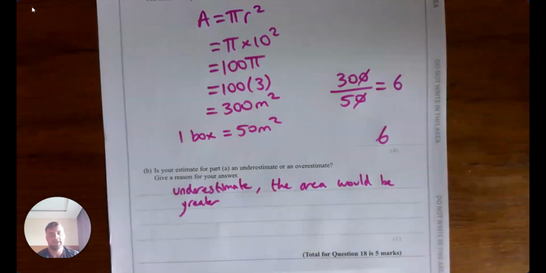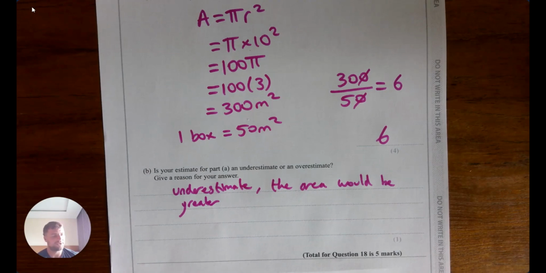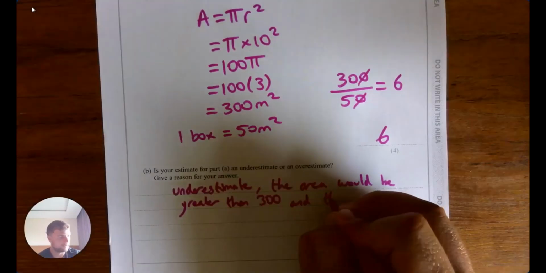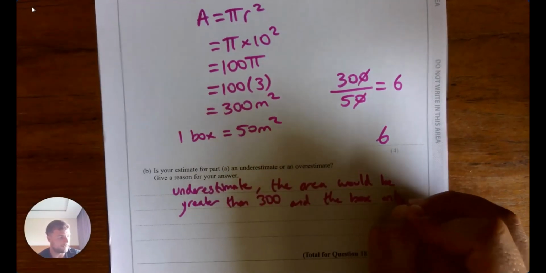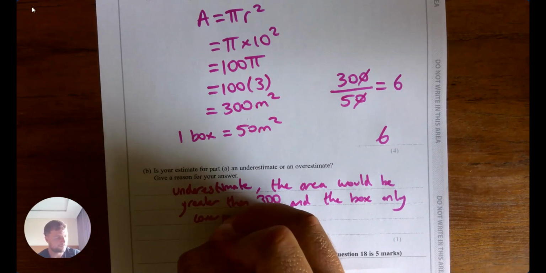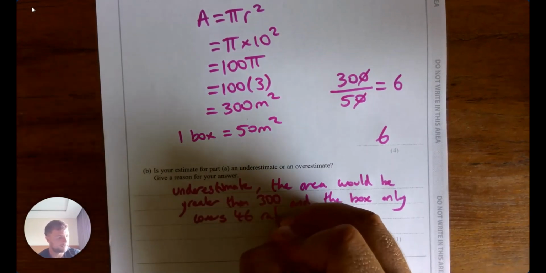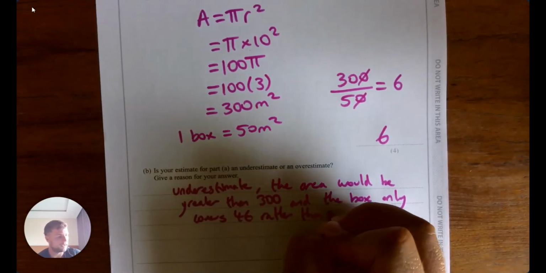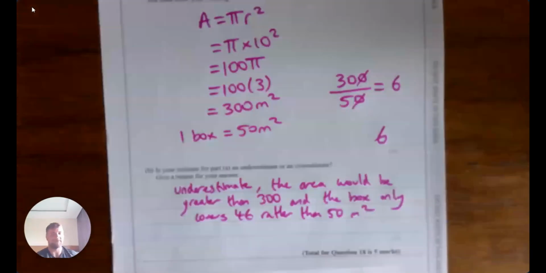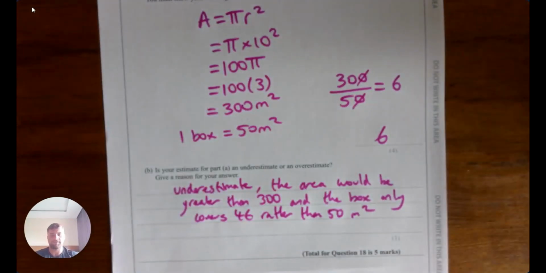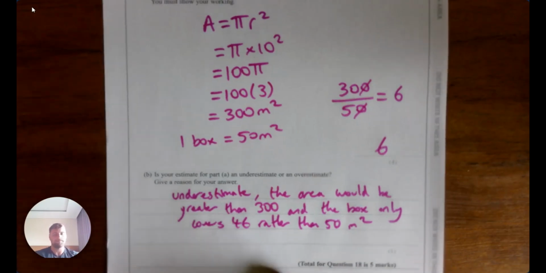Also, we rounded how much a box would cover up. So we went from 46 to 50. So the area would be greater than 300. The box only covers 46 rather than 50 meters squared. So we have to think about both parts of the rounding that we did.